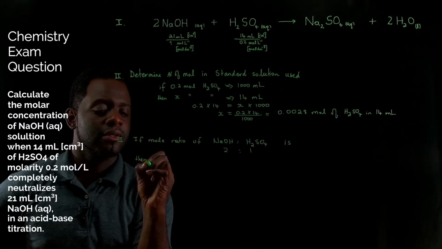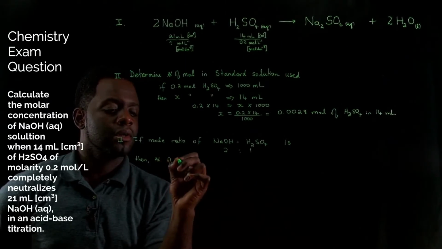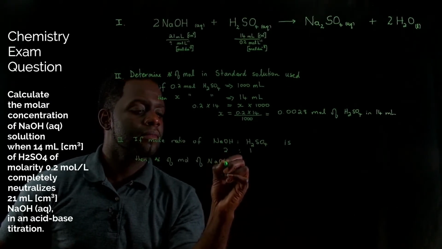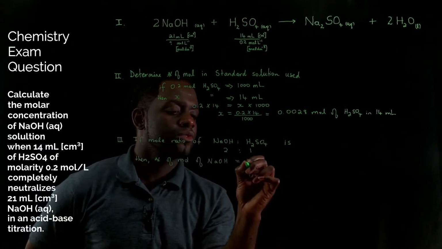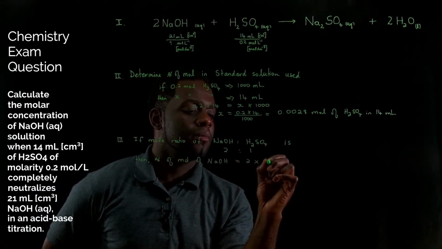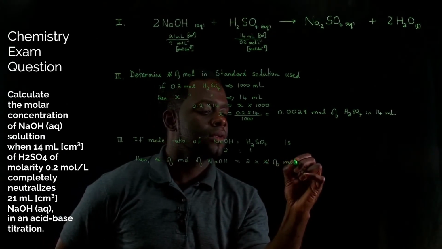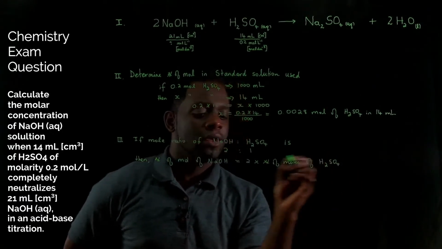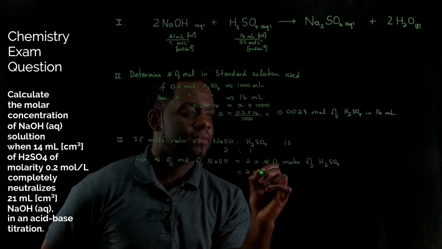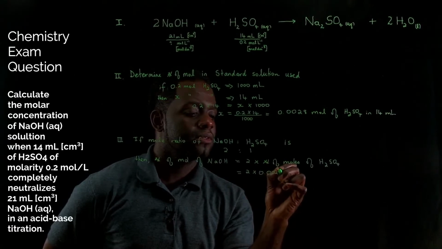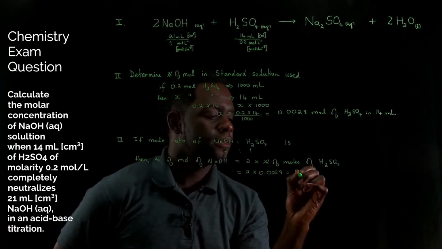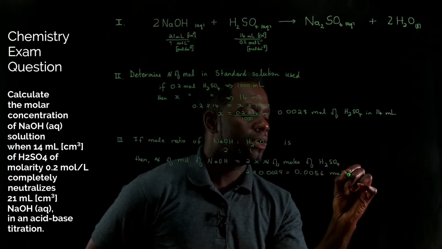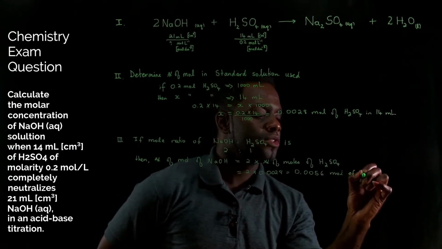then the number of moles of sodium hydroxide is equivalent to 2 times the number of moles of sulfuric acid, which turns out to be 2 times 0.0028, which is 0.0056 moles of sodium hydroxide.